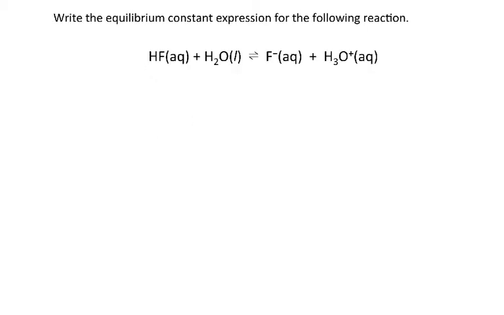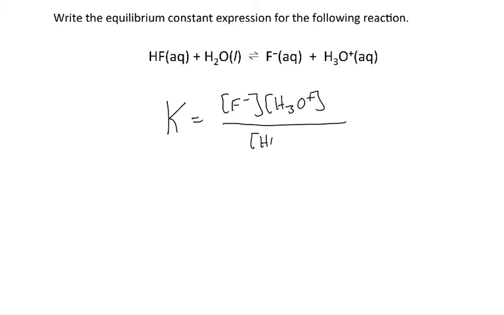Okay, so I have a new reaction. There aren't any coefficients, so I better make sure that it's balanced. I've got 3 hydrogens on the reactants, 3 hydrogens on the products, 1 fluorine, 1 oxygen, so we're good. So it's already balanced. So now we just have to write the equilibrium constant expression. So again, I'll have K is equal to the concentration of F minus times the concentration of H3O plus, and then divided by the concentrations of the reactants. So I have HF, and I won't include the water.